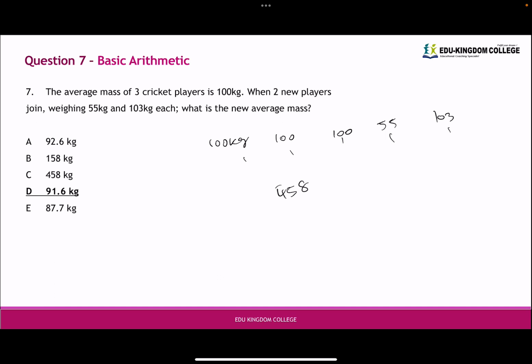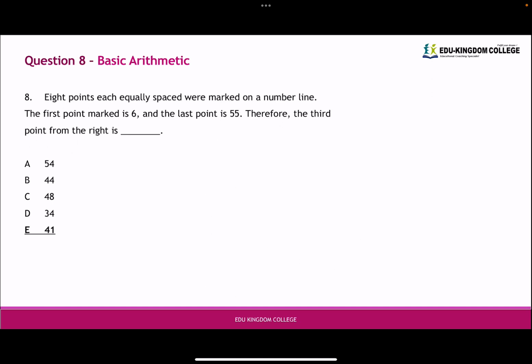So 458 over 5 is what? Let's do some long division. 45 goes in 9 times, 8 goes in once, carry over the 3, goes into the 30, 6 times. So 91.6 should be your answer.